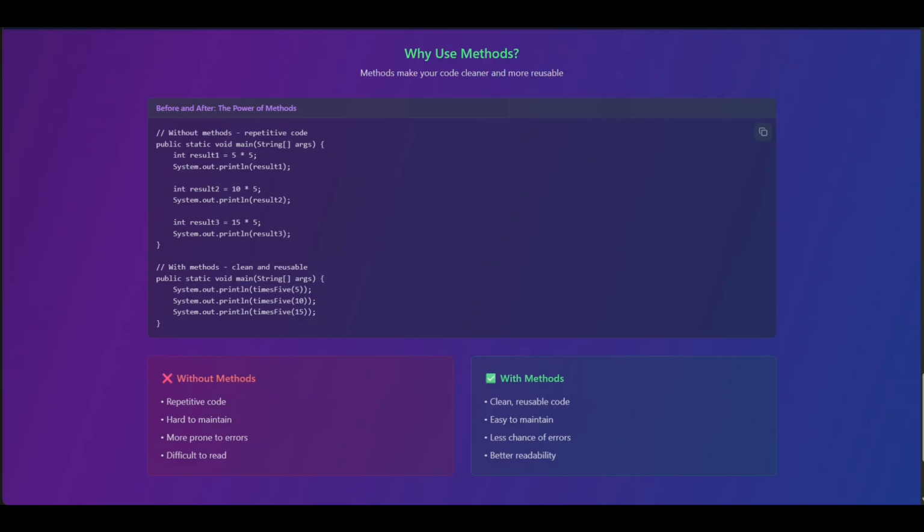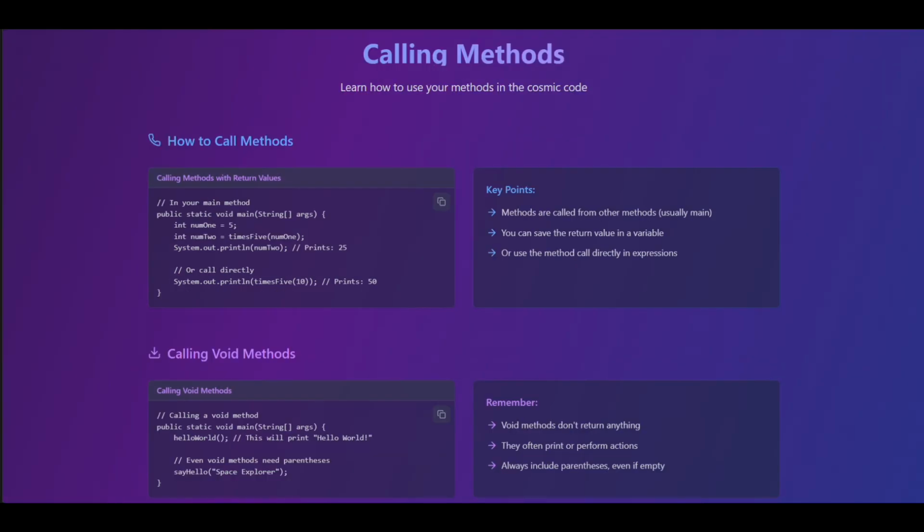Now, why do we use methods? Methods are often used to make your code cleaner and easier to read. Let's say you find yourself copying and pasting similar code over and over again. You might want to use a method in this situation, as you can call the method repeatedly. Finally, how do you call methods? The way we use methods is by calling them in either other methods or a main method.